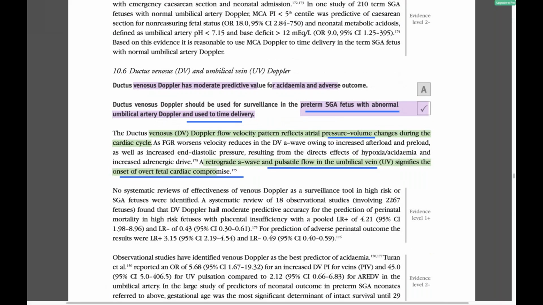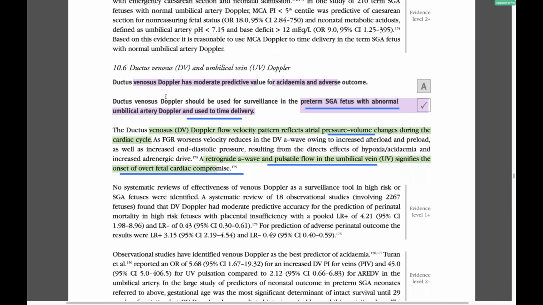Now, ductus venosus Doppler has predictive value if the preterm SGA is there. If the baby is preterm, we usually monitor them by umbilical vein and ductus venosus Doppler. If there is a retrograde A wave or pulsatile flow in the umbilical vein, that is a very bad sign. There is a possibility of overt fetal cardiac compromise, so you have to take out this baby. Sometimes you may find a question from here. If it is a retrograde A wave or pulsatile flow in the umbilical vein, then you have to take out this baby early, immediately.